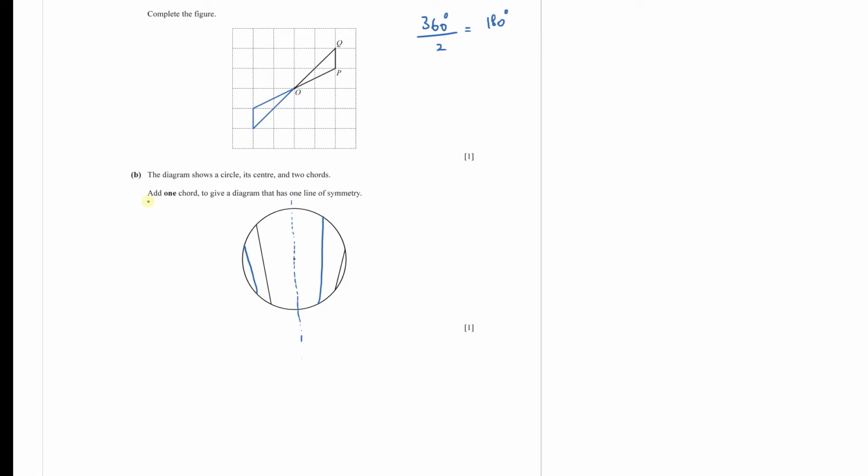But the question states you can only add one chord. So that means this isn't the correct answer. This cannot be our line of symmetry.